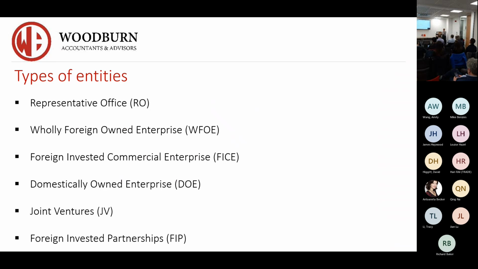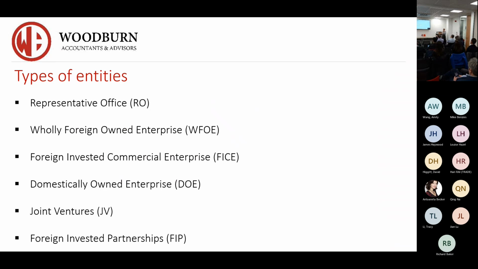Now, all the other entities are actually limited liability companies. That's it. So in China, there's the rep office and the limited liability companies. However, I know that most of you have probably done a bit of research and have found these terms: WFOE, FICE, domestic entity, joint venture, and FIPs. At the end of the day, they are all limited liability companies. Okay? If there's any doubt with that point, please let me know, because that's a critical point to mention. You are setting up an LLC, a limited liability company.